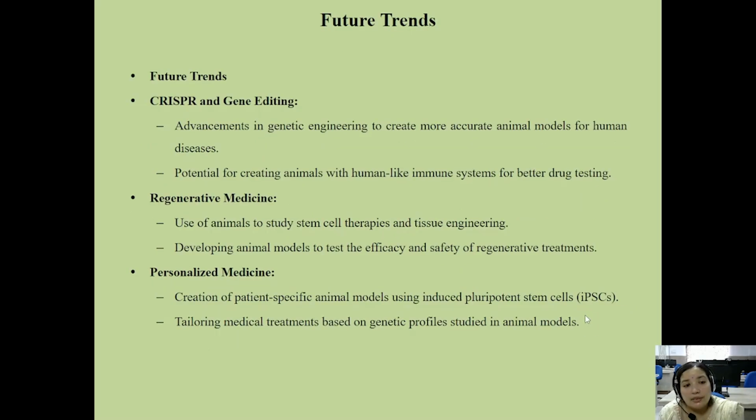Then come to future trends. CRISPR gene editing is an advancement in genetic engineering to create more accurate animal models for human disease, with potential for creating animals with human-like immune systems for better drug testing. Regenerative medicine uses animals to study stem cell therapies and tissue engineering, developing animal models to test the efficacy and safety of regenerative treatments. Personalized medicine involves creation of patient-specific animal models using induced pluripotent stem cells, tailoring medical treatments based on genetic profiles studied in animal models. These are the future trends in the use of animals in medicine.